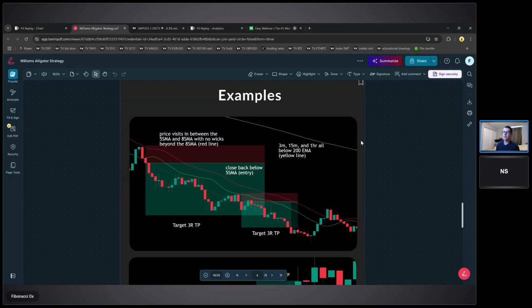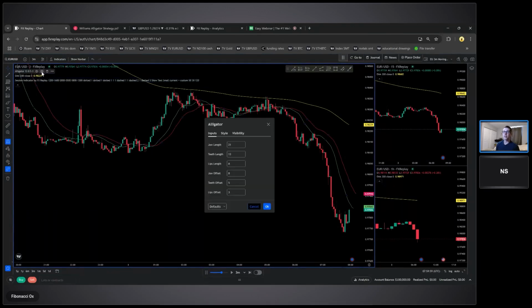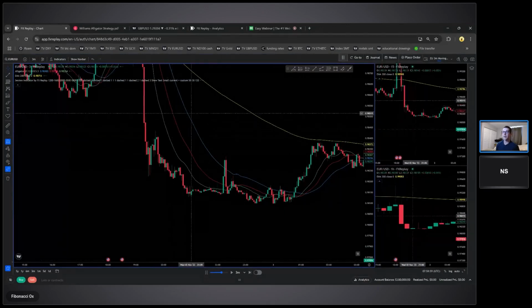The next thing we're going to be looking for is basically the price to come in between the 5 SMA, which is this green line, and the 8 SMA, the red line. I'll just show you guys real quick in FX Replay. So this Williams Alligator indicator, when you first put it on your chart, it'll look like this. There are basically 3 moving averages.